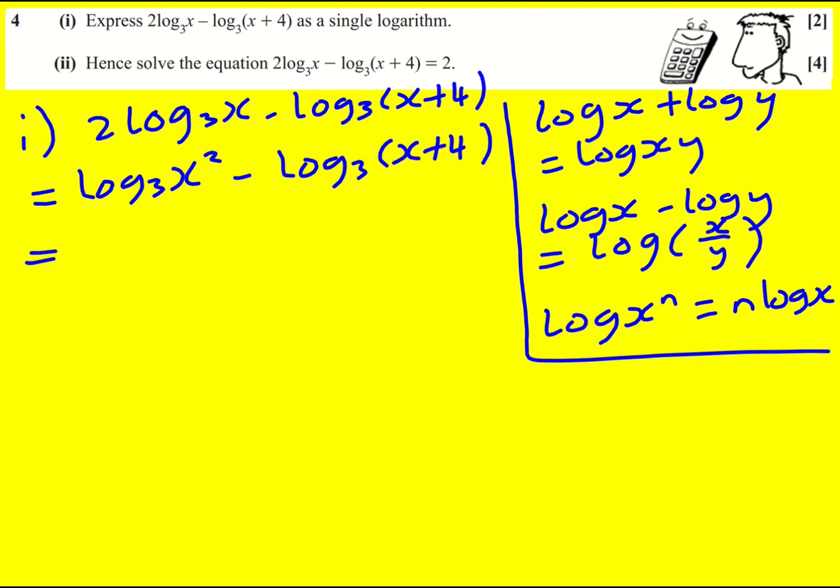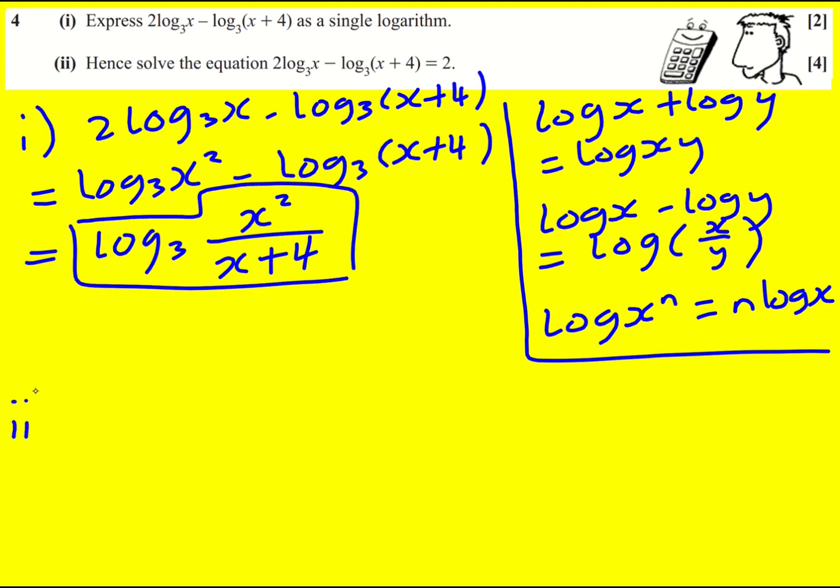And now I can use the second rule. Okay, I'm actually not going to use the first rule. Log to base 3 of x squared over x plus 4. I needed the bracket here because I was applying a log to base 3 to the whole thing. I don't here because it's like I'm saying I've got a division and I'm doing the x plus 4 first, so I don't need the bracket. Okay, and that's that part finished.